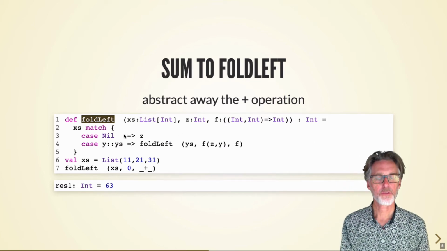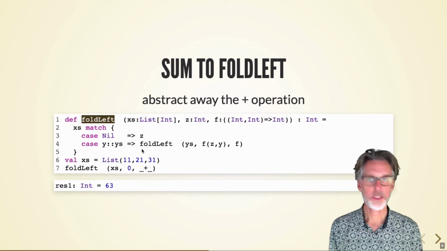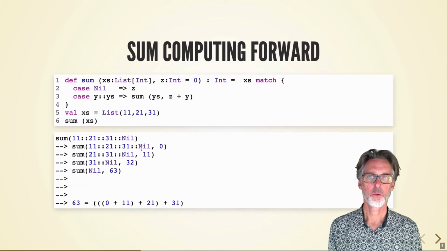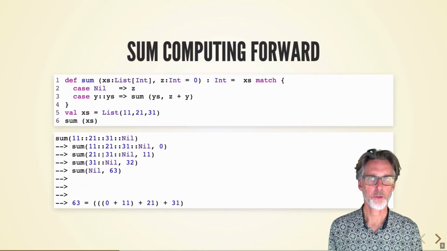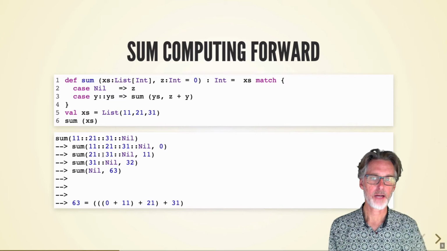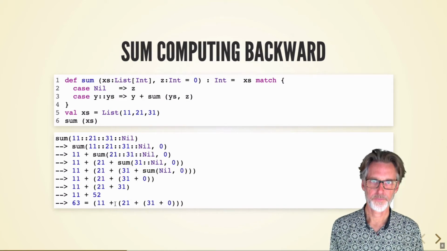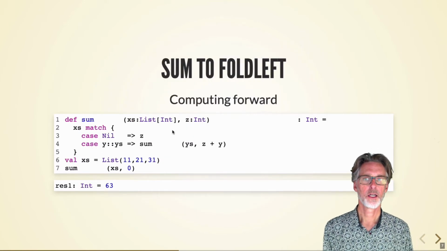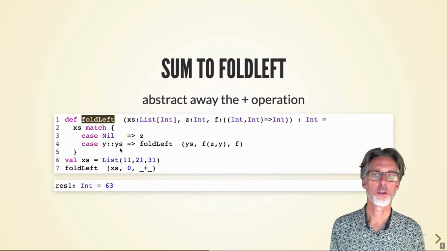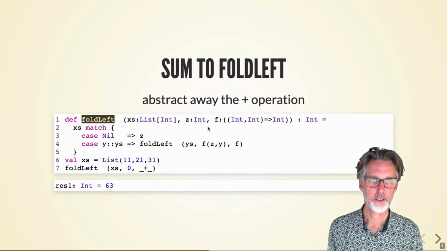And how does this function compute? Well, it computes exactly the way that our forward sum computed. We're folding from the left. We first work on the first element added in, then the second element, then the third. That's how we fold from the left.